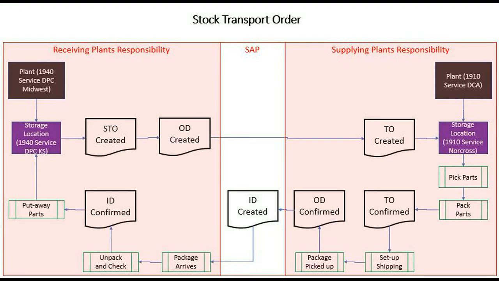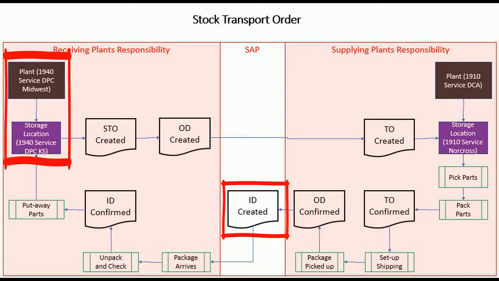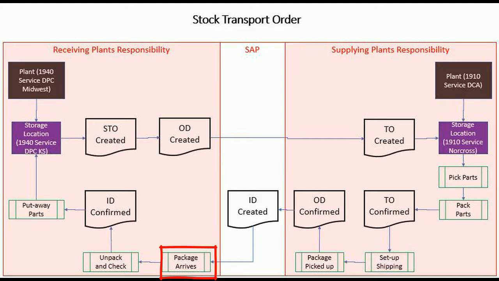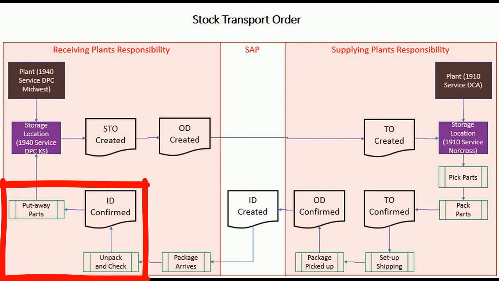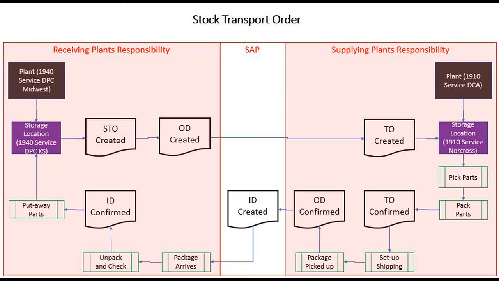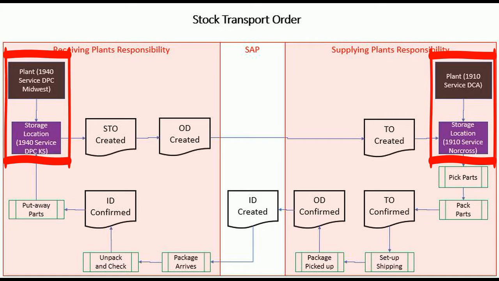After a carrier is determined, and the item is picked up by the carrier, the supplying plant will confirm their outbound delivery. This will automatically create an inbound delivery in the receiving plant. Once the part arrives at its destination, it will be received against the inbound delivery. Remember that after a stock transport order is used, a sales order will still need to be created to actually sell the part to the customer. The stock transport order is only meant to get the part from another location to your location.